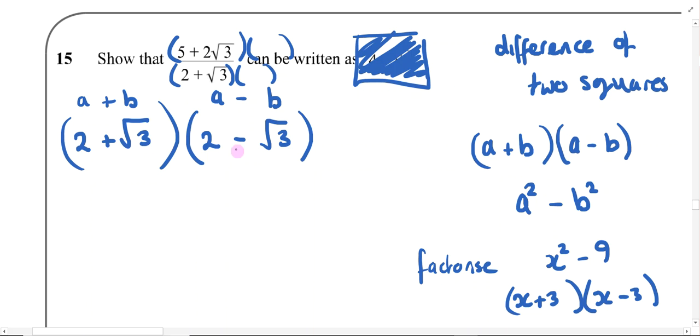The denominator is a common one. If it was a plus, I have to do the minus. If it was a minus, I have to write it with the plus. Now this is what we do.